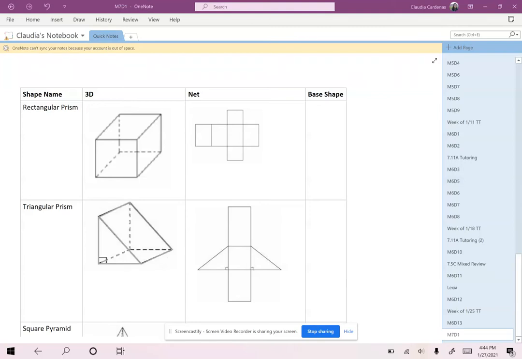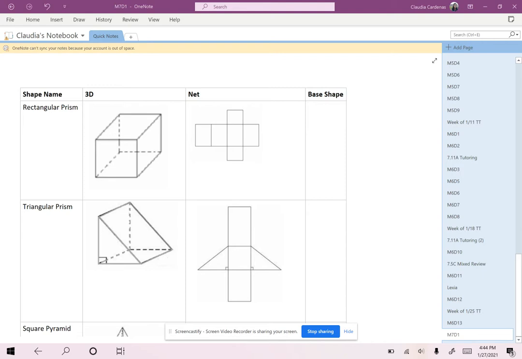Alrighty, so today marks the beginning of our Module 7 unit where we are transitioning into 3D geometry. However, we're not going to leave area just yet, and so today we're going to talk about nets and how we create nets from 3D figures.